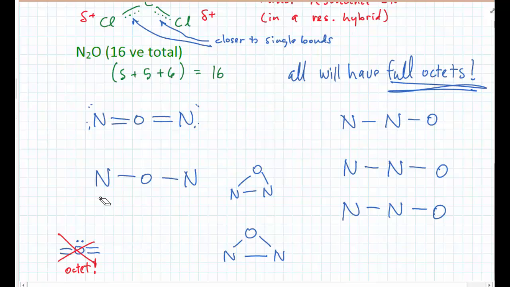What's the other one? What do the bonds look like on the other one? Triple and a single? Then it must be 2 over here and 6 over here. Okay.